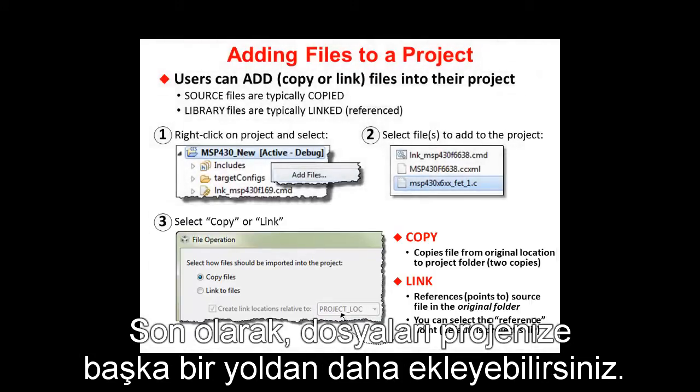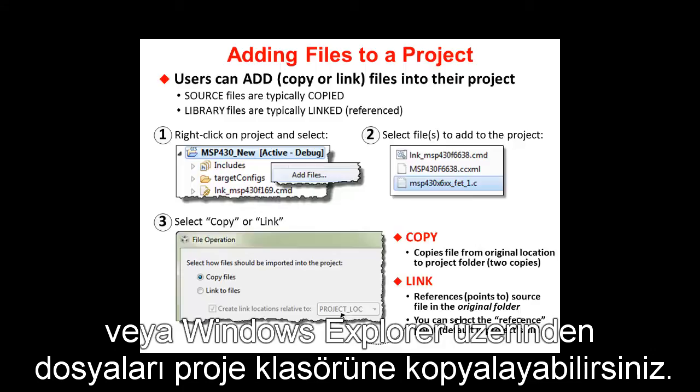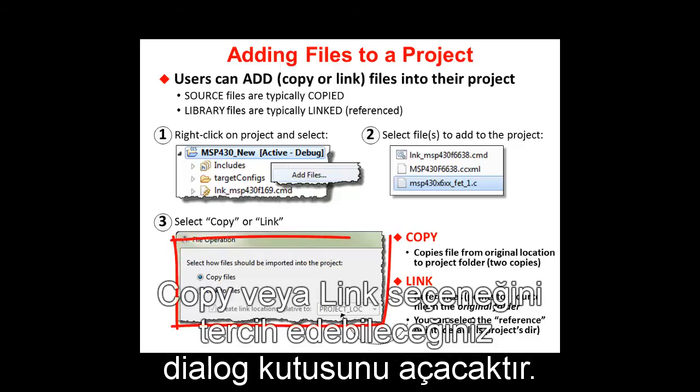Finally, you can add files to your projects in other ways. You can drag files onto the project using Project Explorer and Windows Explorer. Or, within Windows Explorer, you could just add the files to the project folder. Whichever method you use, CCS should present you with that copy or link dialog that we show here.